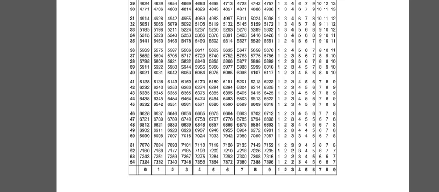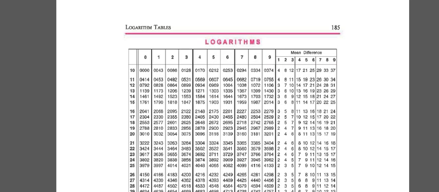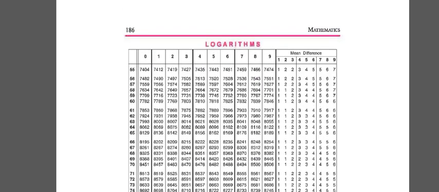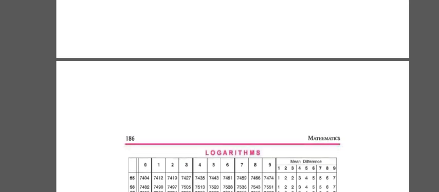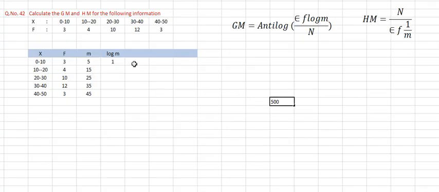The table is like this. You have to find 500. What is the value for the logarithm of 500? See, 500 is this one, 6990. So the answer is 1.6990.